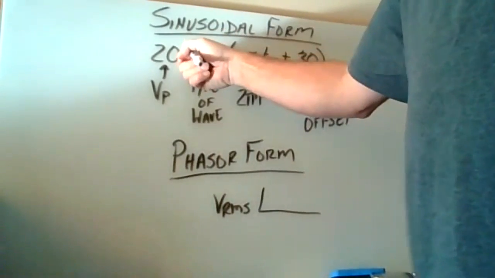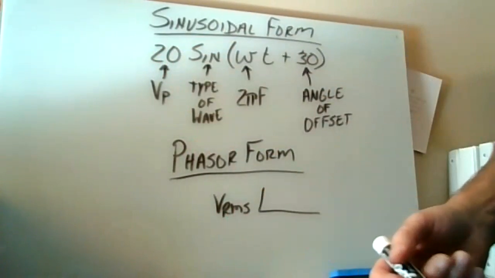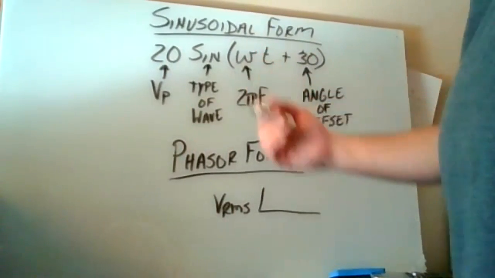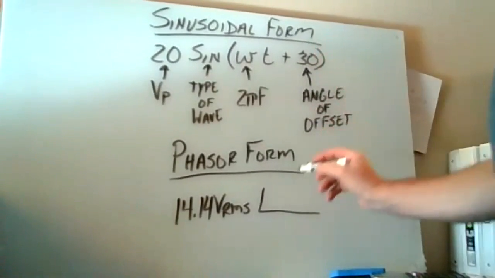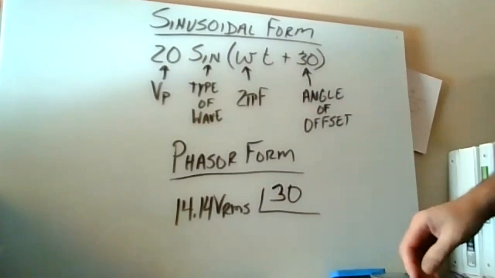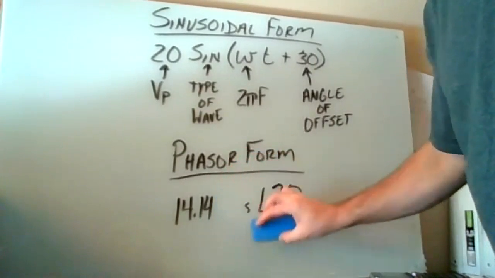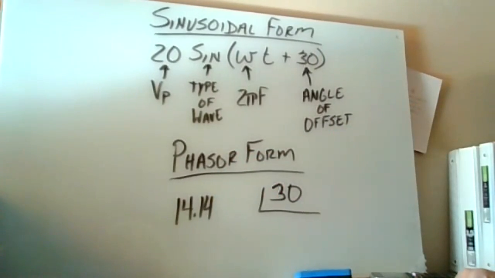So if I give it to you in this, how do I convert volts peak to VRMS? We just did it. I divide by the square root of 2. So if I divide 20 by the square root of 2, I get 14.14 VRMS. And then I just take this angle and put it down here. Okay. The way you will see me write it, though, will be like this. I will just write it 14.14 at an angle of 30.